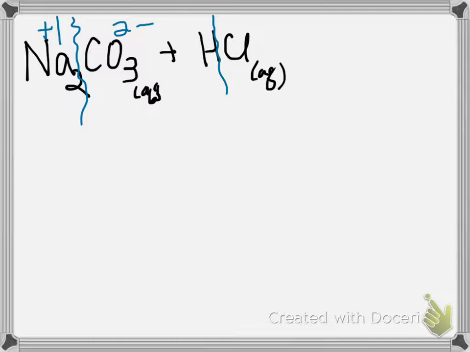So we're going to do the same with HCl. Hydrogen is a cation. It's going to have a +1 charge, just like sodium, it's in group 1A. Chloride has a -1 charge. Okay, so let's predict our products here.